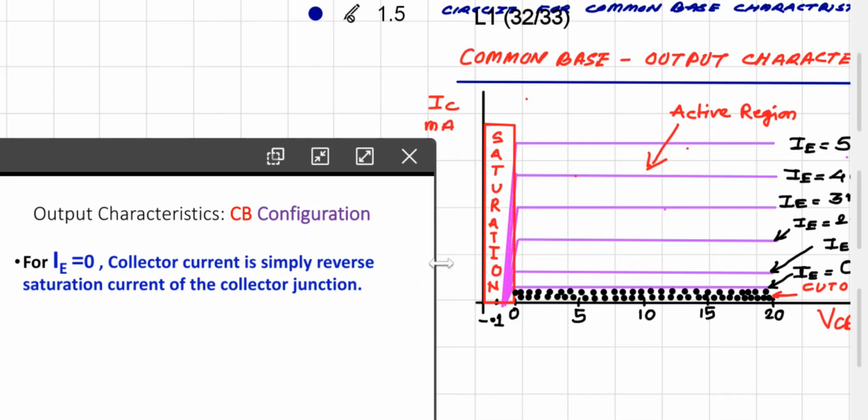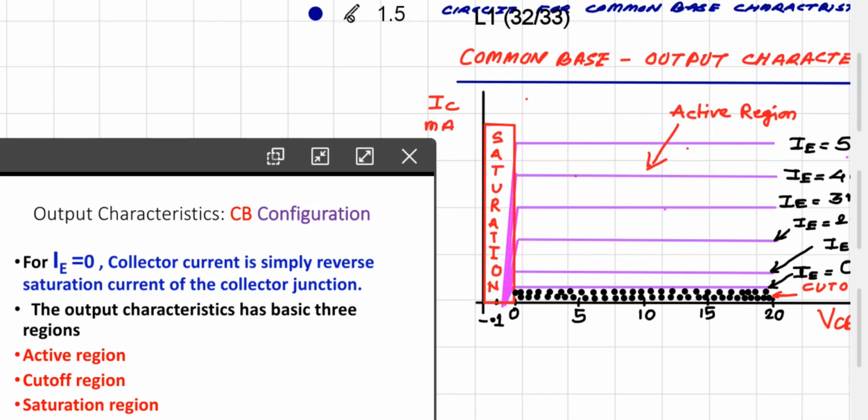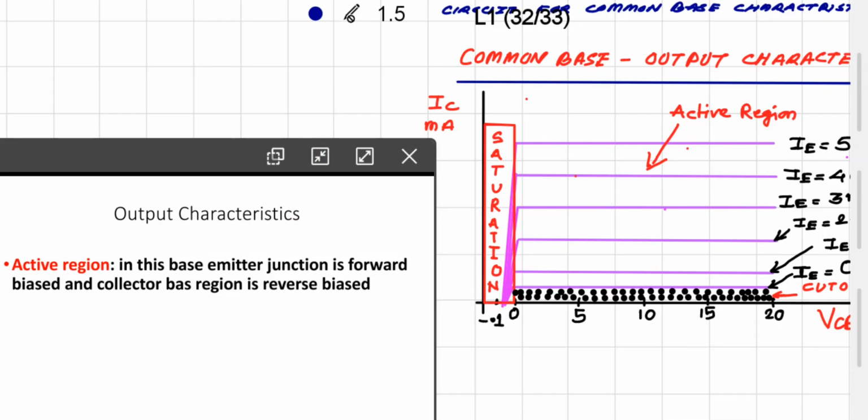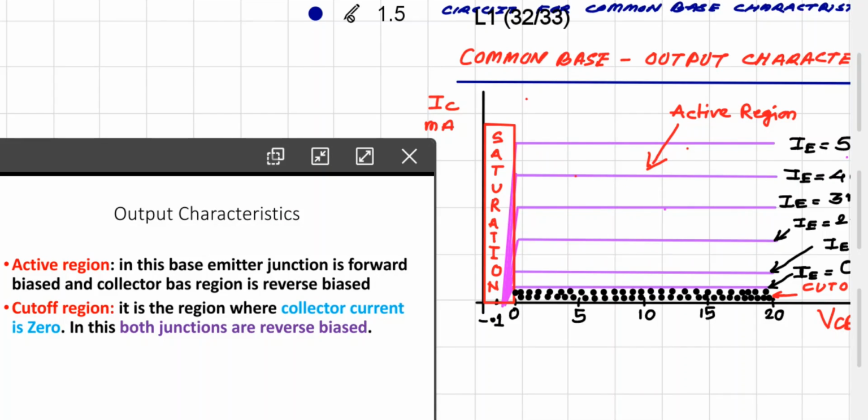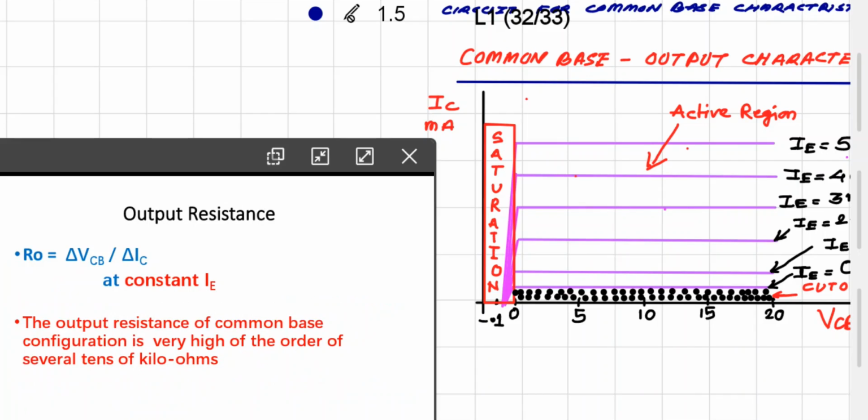For IE equal to 0, here we see this is IE equal to 0, the collector current is simply the reverse saturation current of the collector junction, that is ICBO. The output characteristics have three basic regions that we saw: the saturation region, active region, and cutoff region. Remember, in cutoff both junctions are reverse biased. In the saturation region both junctions are forward biased, and in the active region the input junction, the base-emitter junction, is forward biased and the collector-base junction is reverse biased. So these are the regions.